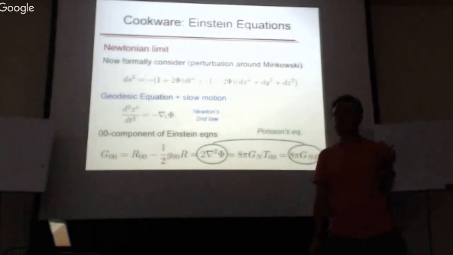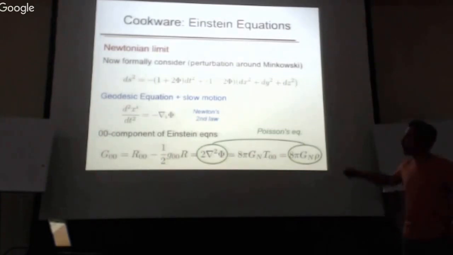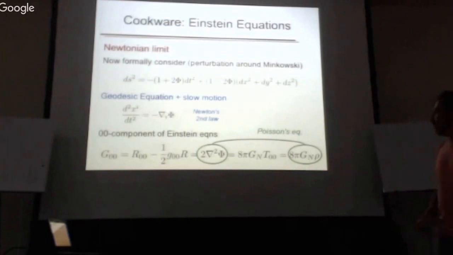Remember, the geodesic equation had a second derivative of the position with respect to time times the Christoffel symbols. Remember? Those Christoffel symbols for this particular metric are nothing but first derivatives of phi. And now you recognize this. This is the second law of Newtonian dynamics, and you get the Poisson equation.